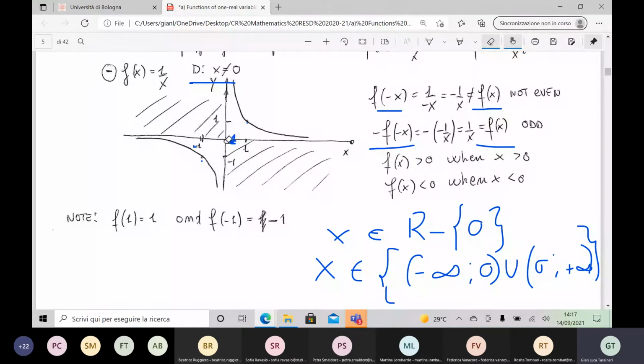Here, for example, the function becomes bigger and bigger. Here it becomes more and more negative. Here it tends to 0 from above. Here it tends to 0 from below. But I told you, this is about limits concerning this behavior. So this is the pattern of 1 over x.